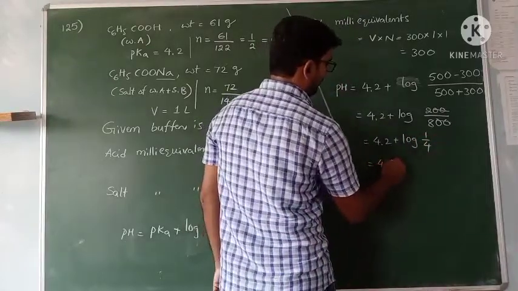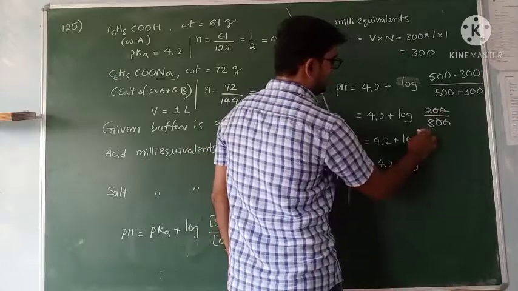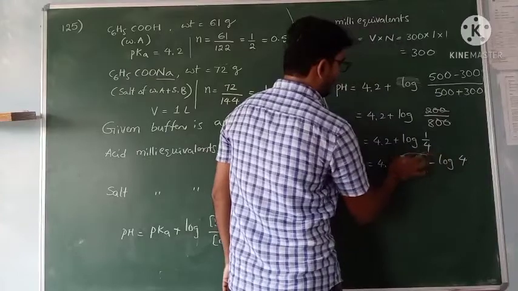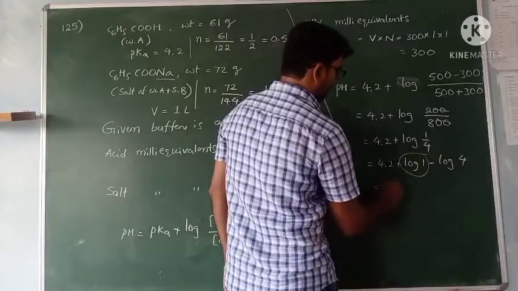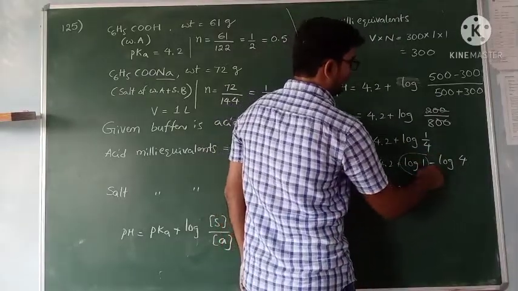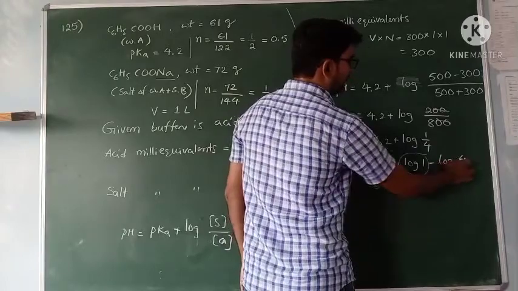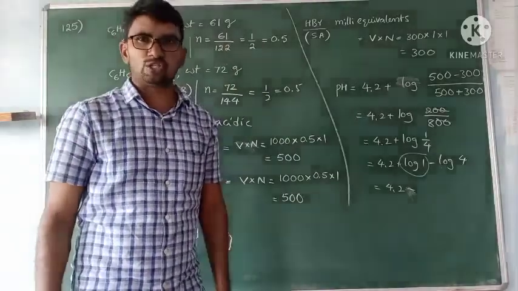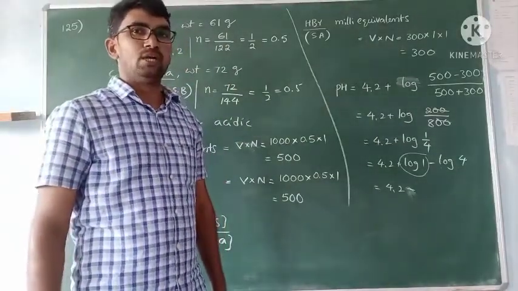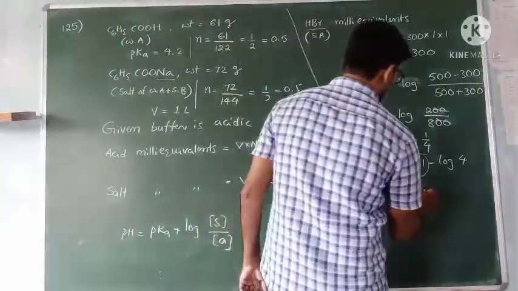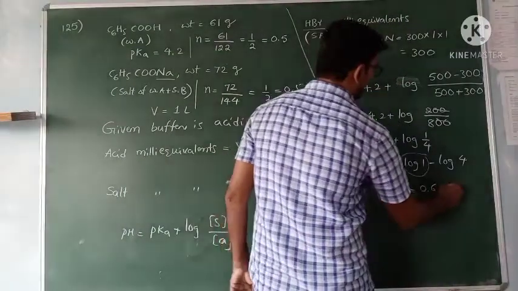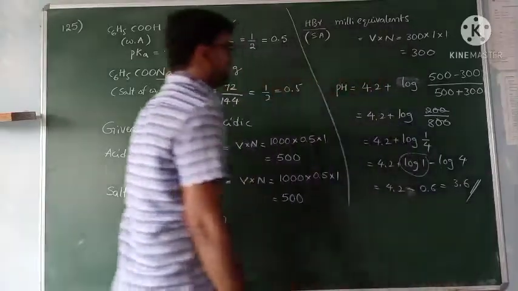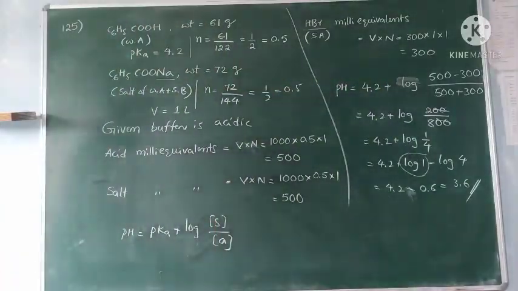Log 1 by 4 means 4.2 plus log a by b, which is log a minus log b. But log 1 value is 0. So 4.2 minus log 4. Log 4 means log 2 square. Log 2 square means 2 into log 2. 2 into log 2 means 2 into 0.3, so 0.6. 4.2 minus 0.6 is 3.6. This is the answer for this problem.